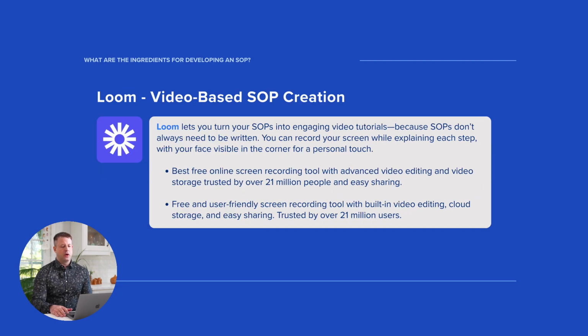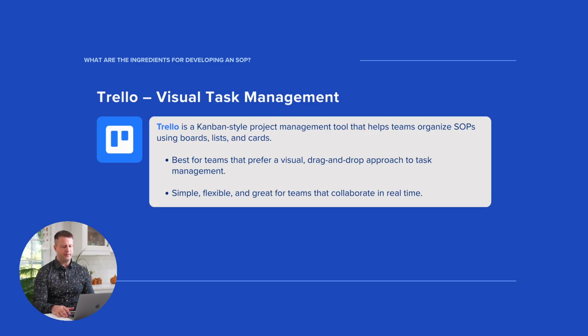Loom. You could create a Loom video, which probably most people know about, but it's having yourself in the corner of a screen, maybe like this, where you're walking through different steps and communicating it to someone else. This might be great for businesses that are operating online and are showing how to complete something on a desktop. Trello, a Kanban style project management tool that helps teams organize SOPs using boards, lists, and cards. It's one to keep in mind.